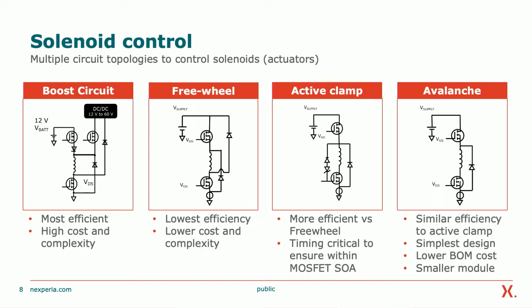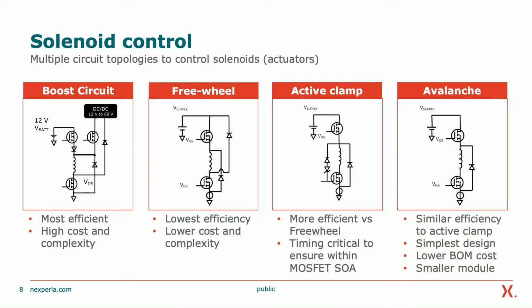So if we start quickly with the boost circuit, this is typically the most efficient in terms of the energy that's used per cycle inside the module. You see a high number of components on there. You see that there's a boost MOSFET, there's a recirculation MOSFET, there are lots of additional diodes inside there. So it's a high cost and high complexity circuit, but does give you the best overall energy efficiency.